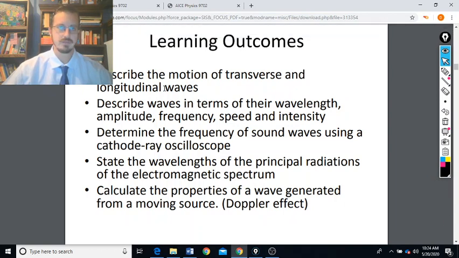Describe the motion of transverse and longitudinal waves. Describe waves in terms of their wavelength, amplitude, frequency, speed, and intensity. Determine the frequency of sound waves using a cathode-ray oscilloscope. State the wavelengths of the principal radiations of the electromagnetic spectrum. And calculate the properties of a wave generated from a moving source, the Doppler effect.